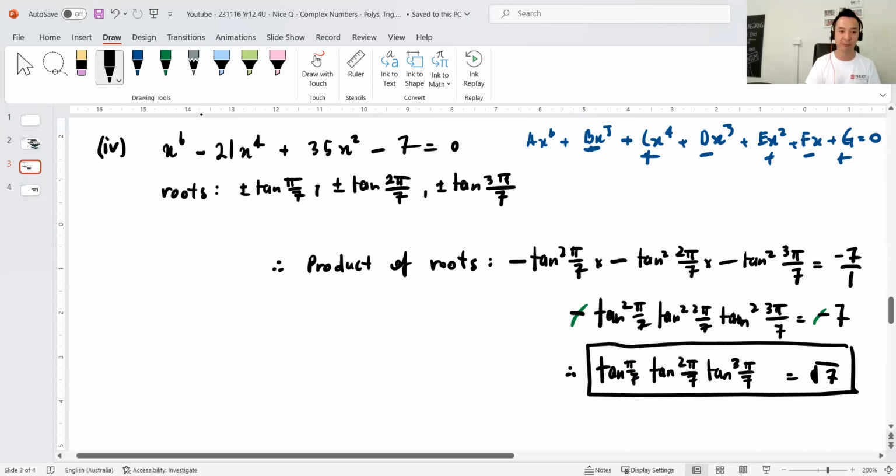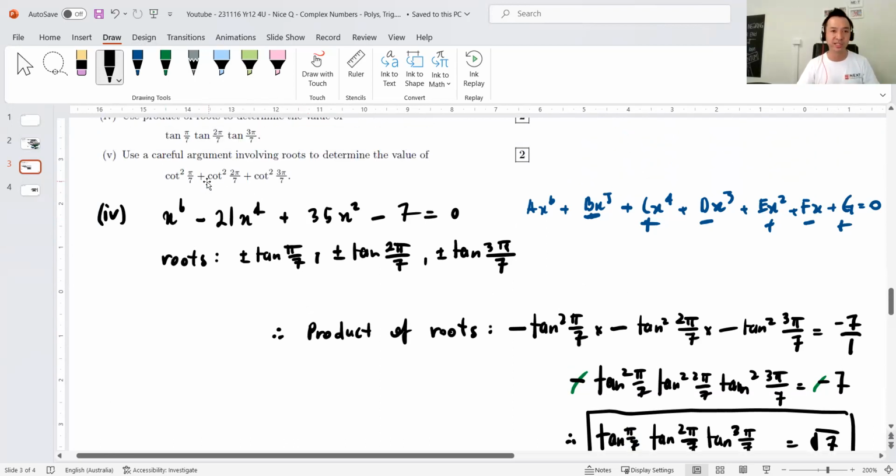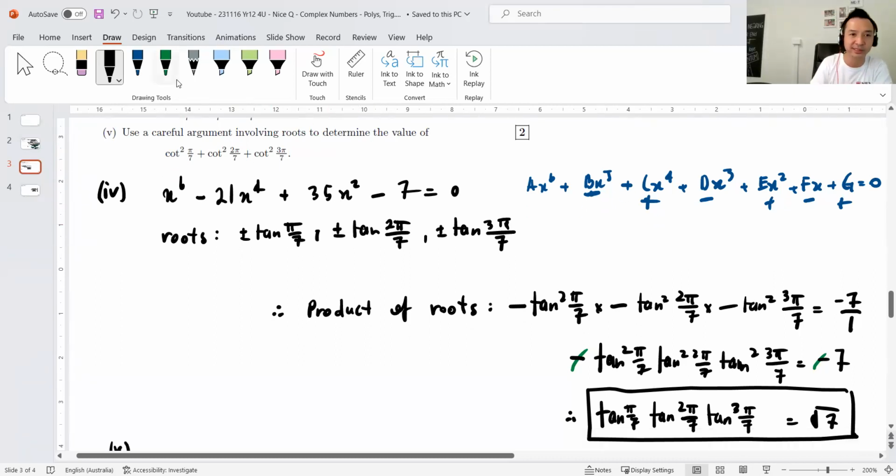Is that cool? Now, part 5, last part to this question. That's nice, right? Using polynomials and a careful argument involving roots to determine the value of that. Now, this one's harder, because you can try to use the roots here and try to determine, like, one on something, but that is too complicated.